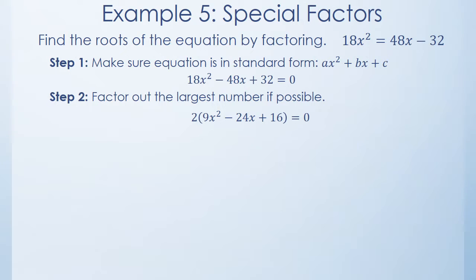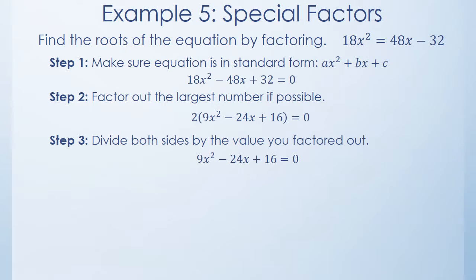Now that I have my 2 factored out, I'm going to divide both sides by that value. So I divide both sides by 2. All right, I'm left with 9x squared minus 24x plus 16 equals 0. At this point, you have to look at it and identify. We know this one's going to be a perfect square trinomial, but you need to know how to identify it.